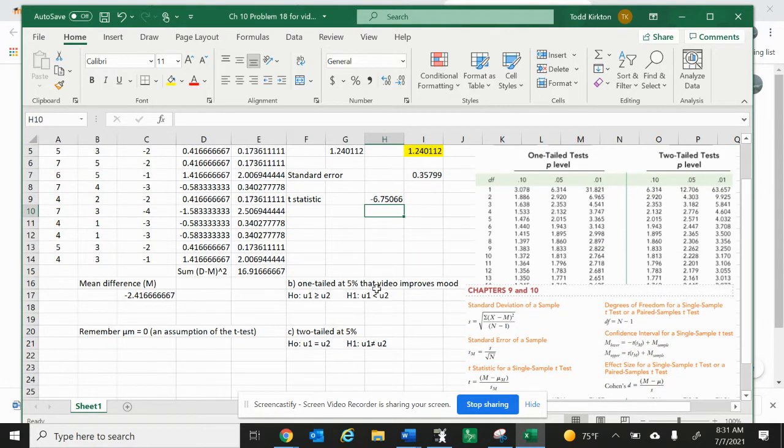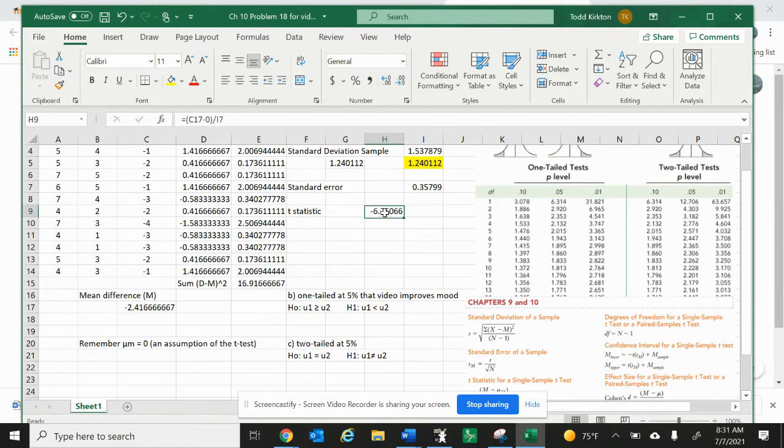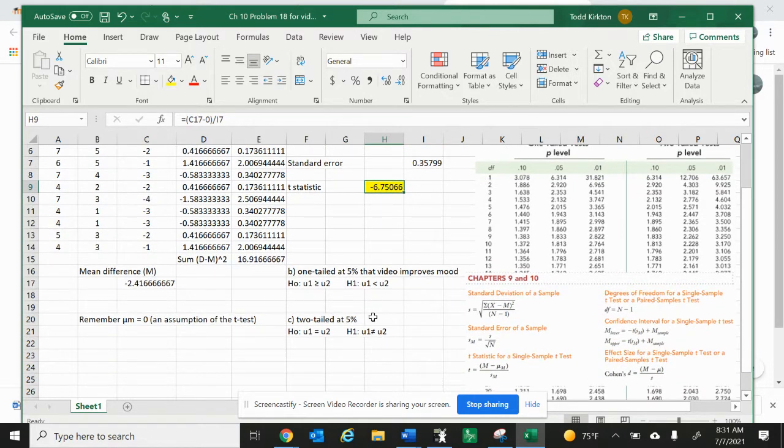And so it says we're going to do a one-tailed test at 5% that improves mood. So we're setting this up. I like to look at the research hypothesis. We're assuming that the mood is higher after watching the video. So that means the null hypothesis would be that the first is greater than or equal to. So everything else.